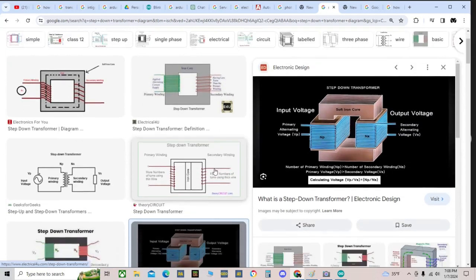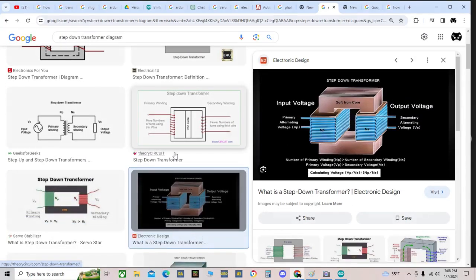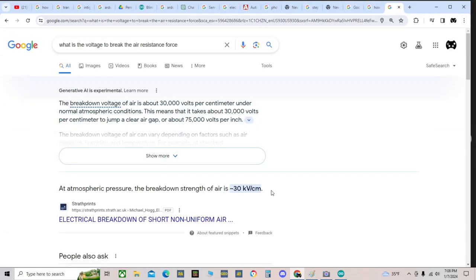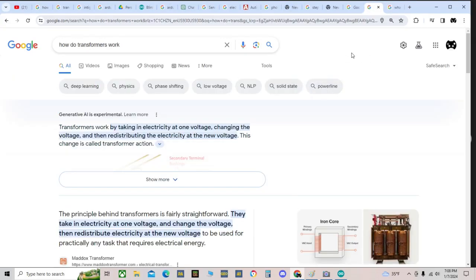But yeah, this is how. When you're in prison, you can just use this to make a taser. It's pretty cool. 30 kilovolts. So that means 30,000 volts. You'd need a couple of these in series to actually break air.